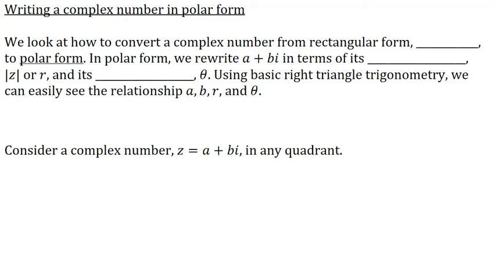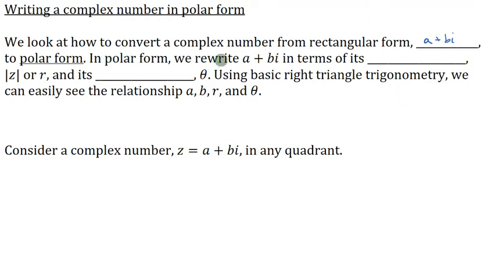Now we consider thinking of complex numbers in something called polar form. Polar systems take into account not horizontal and vertical movements, but rotational movements. We're going to look at how to convert a complex number from its rectangular form, which we usually write as a plus bi, horizontal and vertical in the complex plane, to polar form.